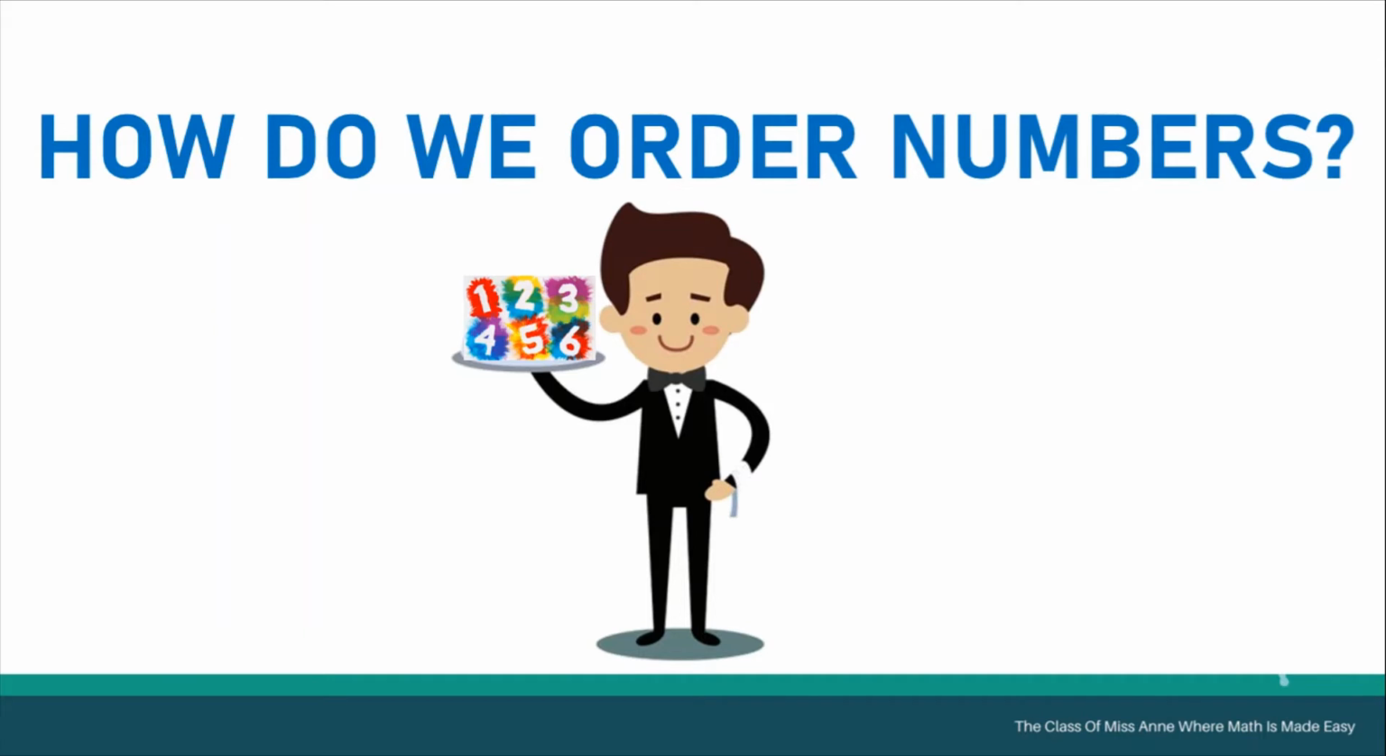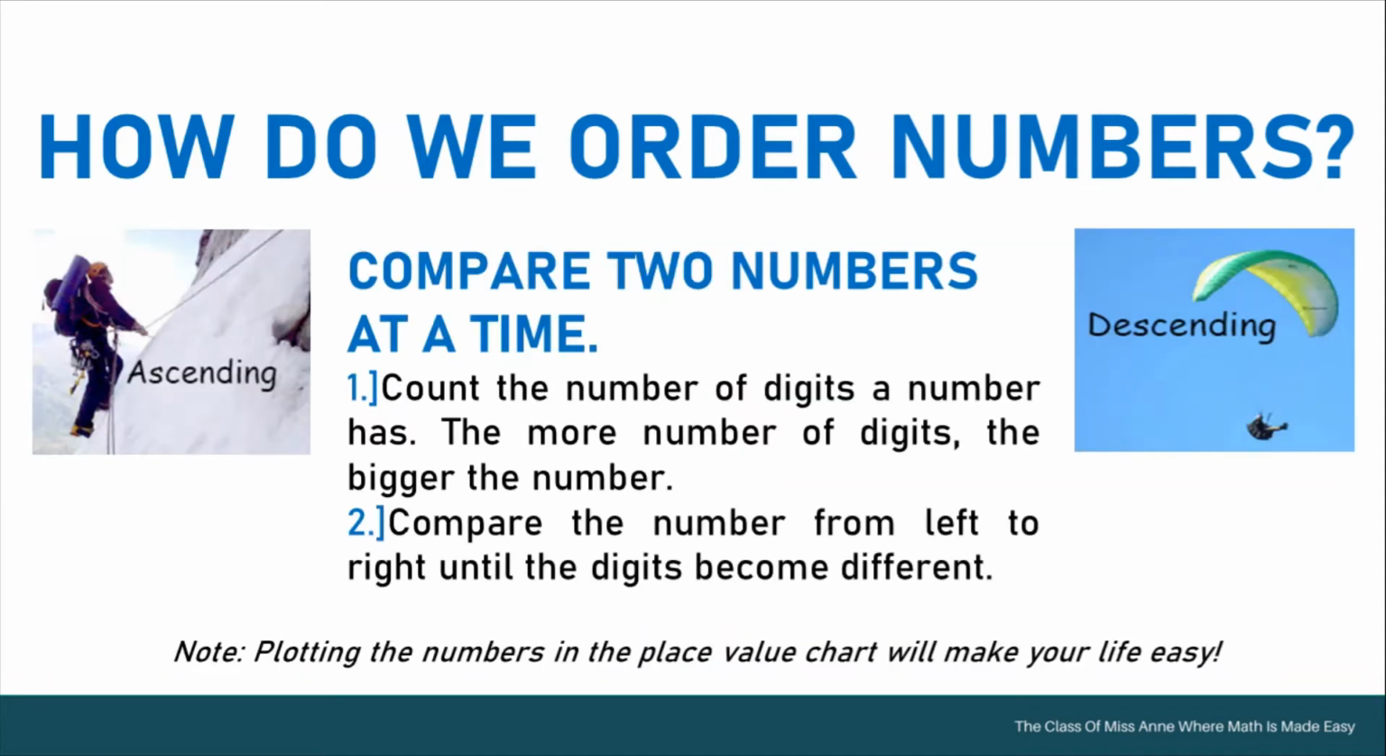How do we order numbers? Are we going to call the waiter for us to order? No, that's not what I meant. When we say order, we have to arrange the numbers according to the given conditions. Compare two numbers at a time. Number 1. Count the number of digits a number has. The more digits, the bigger the number. Number 2. Compare the numbers from left to right until the digits become different. Please note that plotting the numbers in the place value chart will make your life easy.